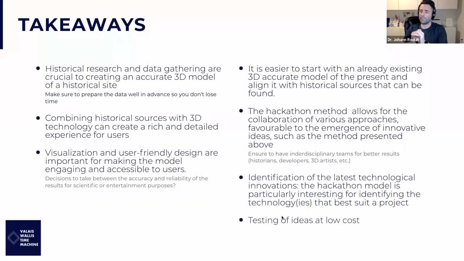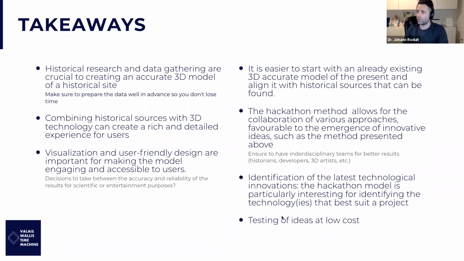And the takeaway, the important steps, is to make sure that the research and data gathering are crucial to create an accurate 3D model. So make sure to prepare the data very well. It's important to combine historical sources with 3D technology to create a rich and detailed experience for the user. The visualization and user-friendly design are important for making the model engaging and accessible. And here there will be a decision between the accuracy and reliability of the result for scientific or entertainment purposes.